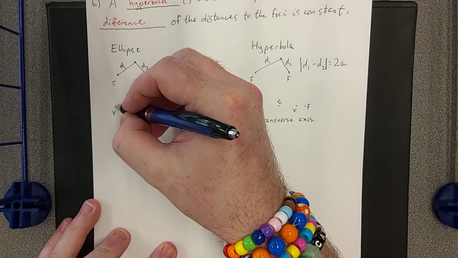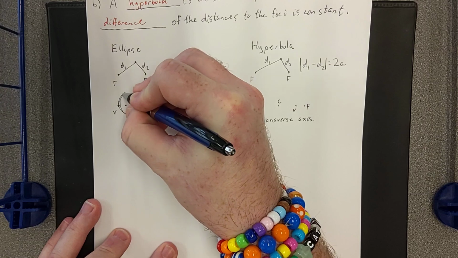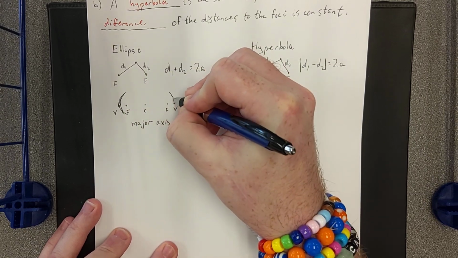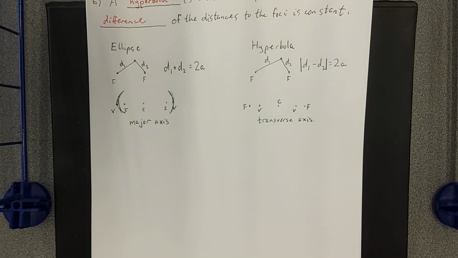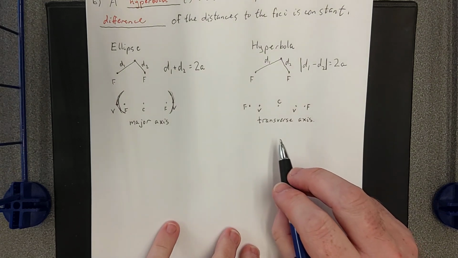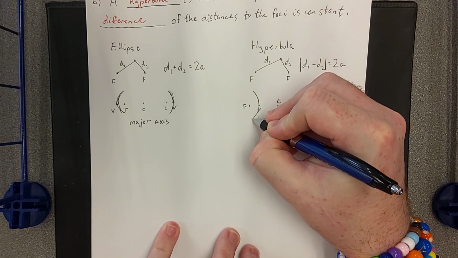Now, regarding the general shape of this: pass through the vertex and curve around the focus. Through the vertex, around the focus. That is not a great drawing. I'll forgive myself if you will. The hyperbola actually works the same way. It'll still pass through a vertex and curve around a focus.